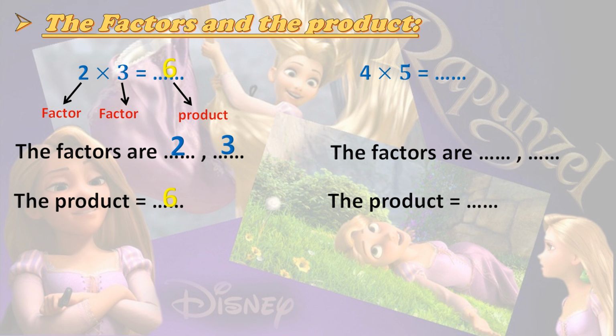Take another example. 4 times 5 equals, sure, 20. So where are my factors? Yes, 4 and 5 are factors of 20. So where is the product? Yes, 20 is the product. So the factors are 4 and 5, and the product is 20.